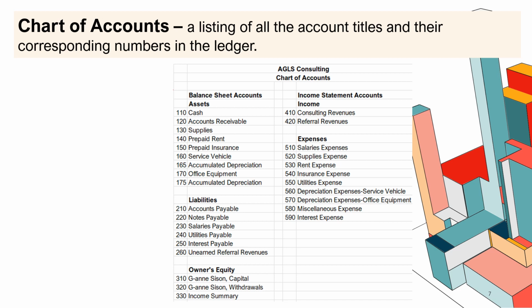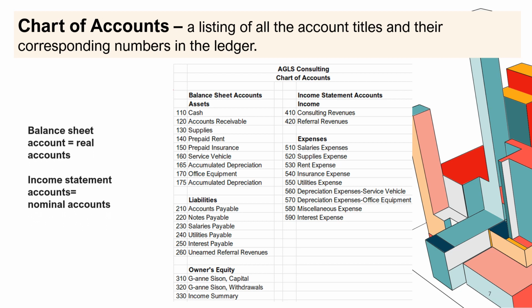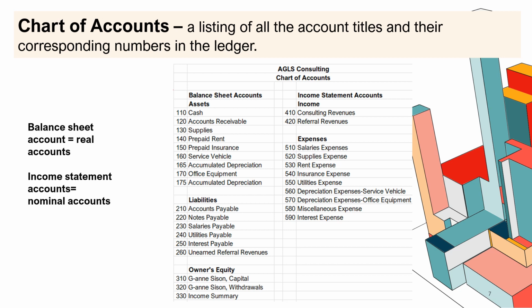Also, in our chart of accounts, you will notice that the accounts are divided into balance sheet accounts and income statement accounts. For balance sheet accounts, or the statement of financial position accounts, we have the assets, liabilities, and owner's equity, while for income statement accounts, we have income and expenses. Balance sheet accounts are also called real accounts, so please take note of that, whereas income statement accounts are also called nominal accounts.